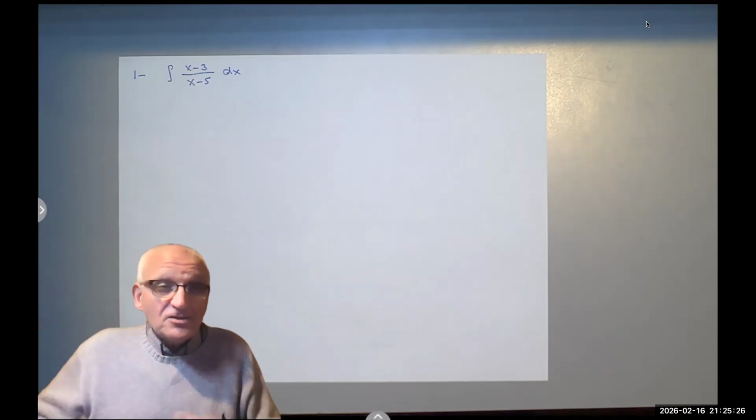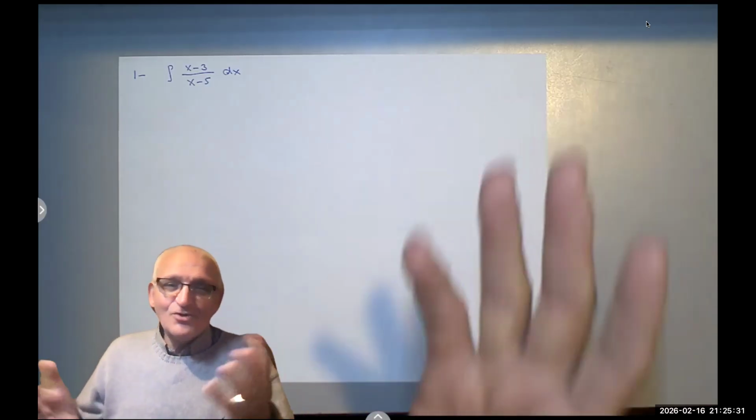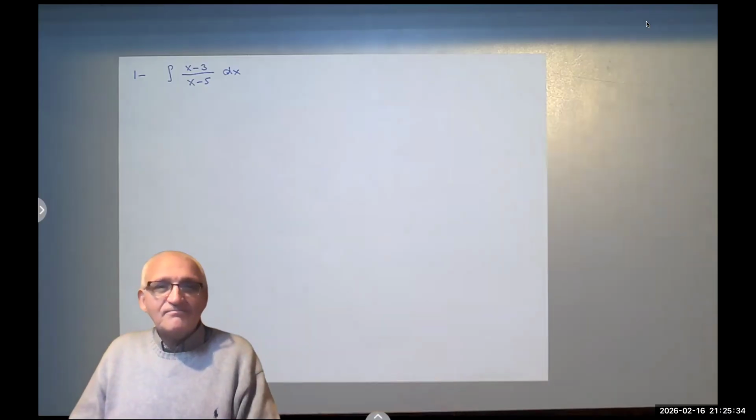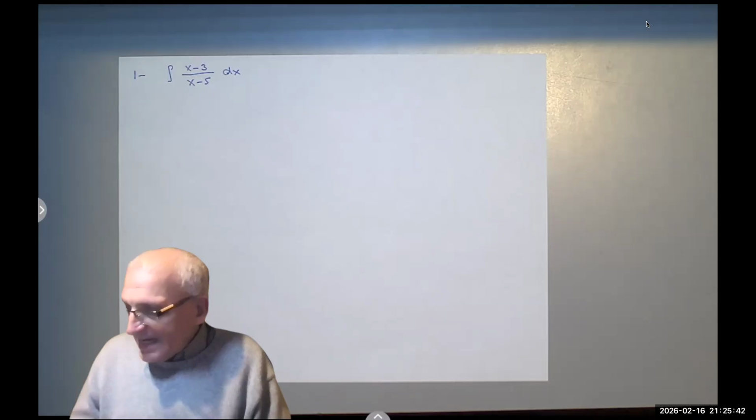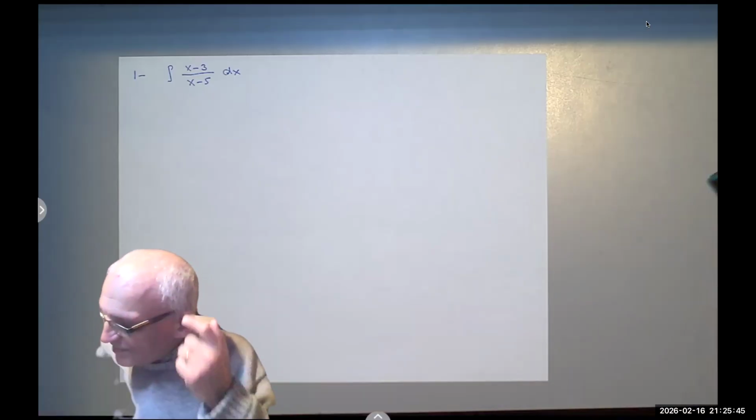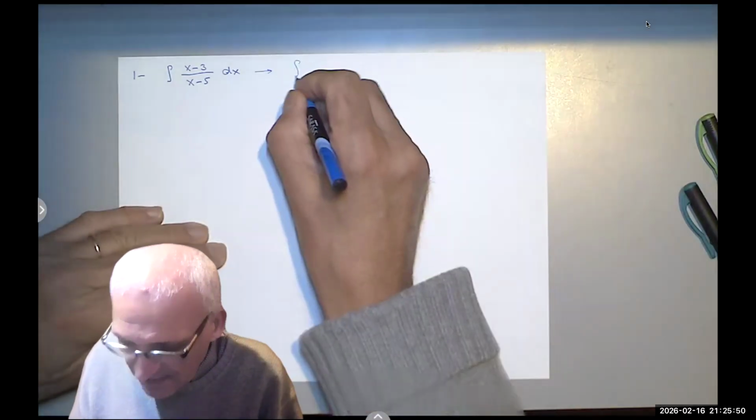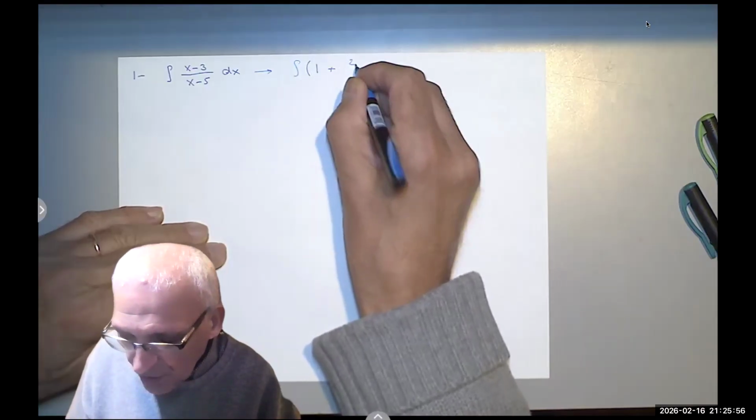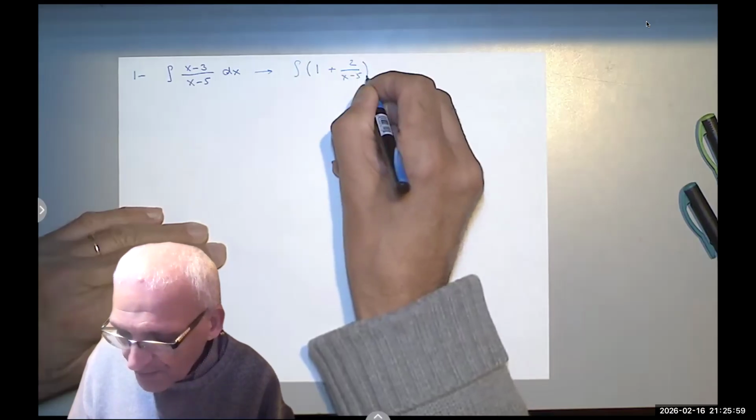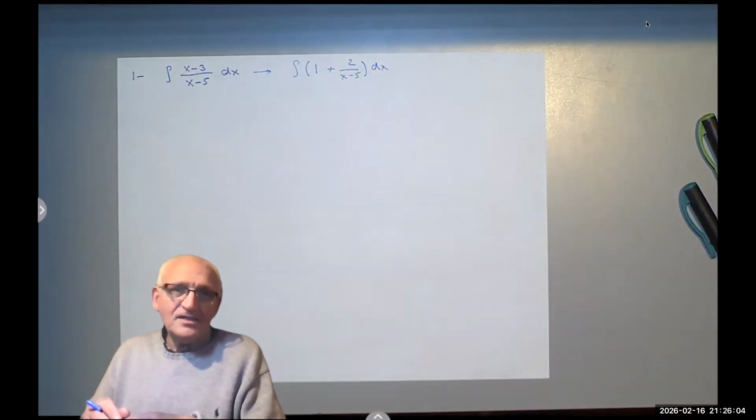If you compare the top and the bottom, and let's say subtract the top from the bottom or the bottom from the top, what do you see? Yes, the top is 2 more than the bottom, which means I can rewrite this integral. This becomes the integral of 1 plus 2 over x minus 5, and the problem is done. I don't need to show you how to integrate that, right?